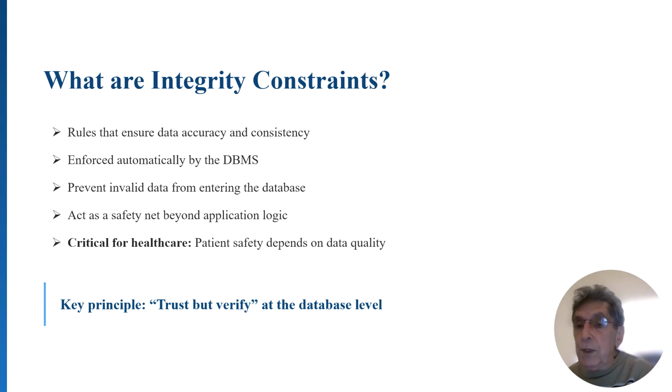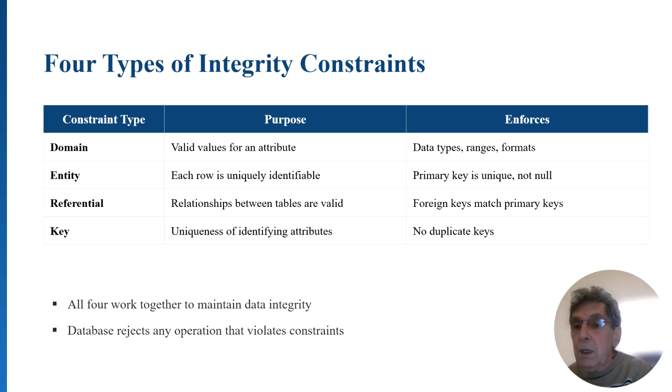Constraints encode these business rules in the database itself, creating a foundation of data quality that all applications built on top of can rely on. There are four main types of integrity constraints in relational databases, and let's examine each one. The four types of integrity constraints address different aspects of data quality.